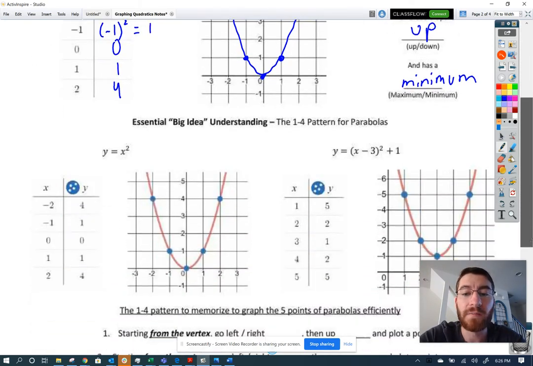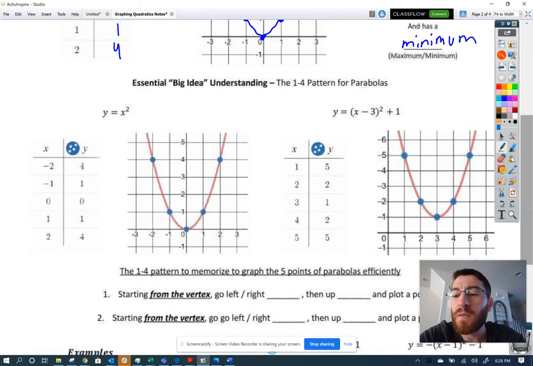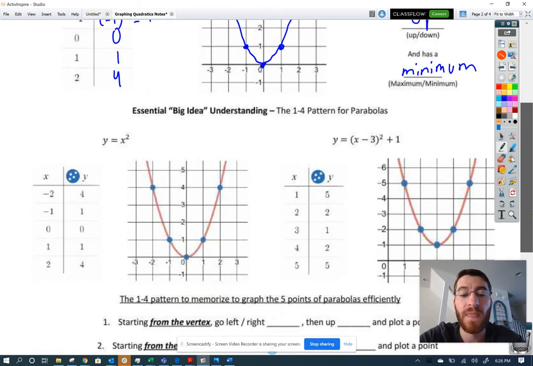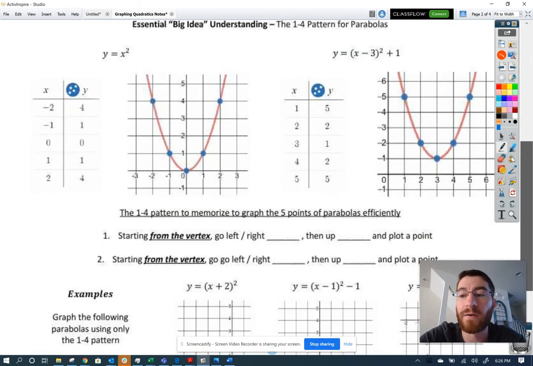All right, let's keep going on here. So that table approach, a lot of students tend to think that's a lot of work, and they don't like doing that. So I like to show one or two tables, and it's a great skill to make sure you really understand parabolas. But to graph this a little bit more quickly, I really like the essential big idea understanding of what I call the 1-4 pattern for parabolas. So what is the 1-4 pattern?